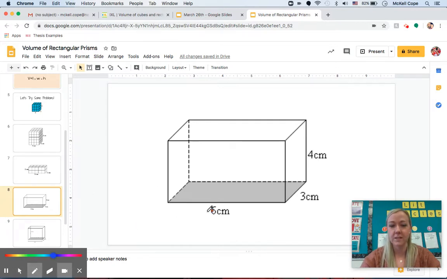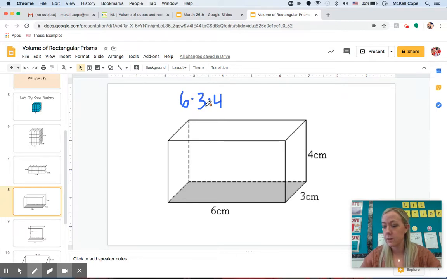Okay, let's try this one together. So we're going to take 6 times 3 times 4. And that's all we're going to do here. So 6 times 3 is 18. And 18 times 4 is 72. 72, and not just 72, 72 cubic centimeters.